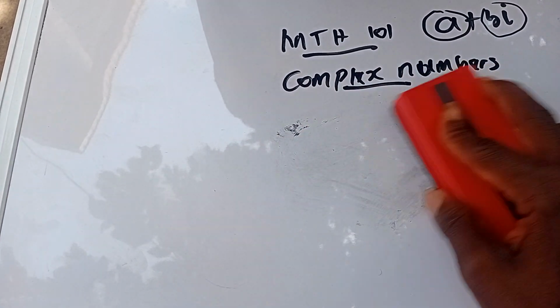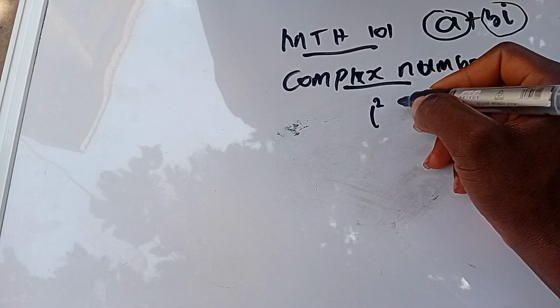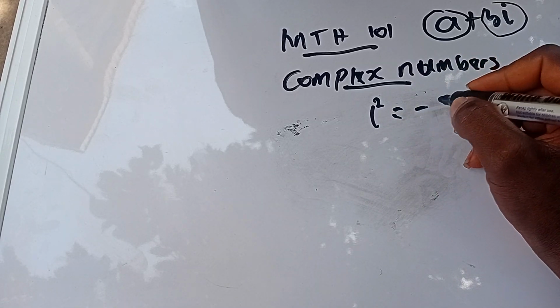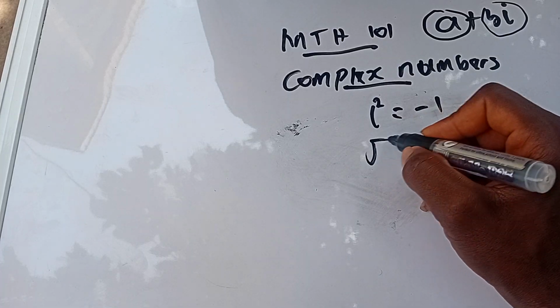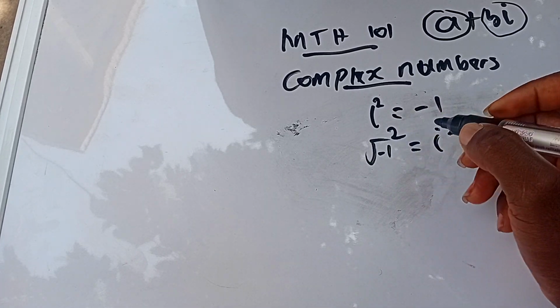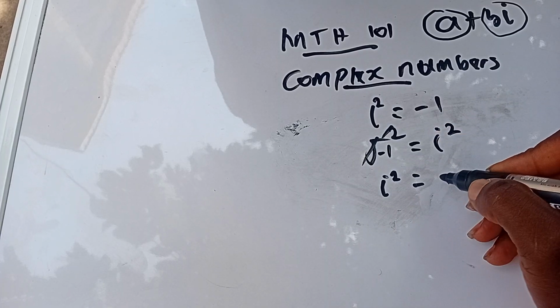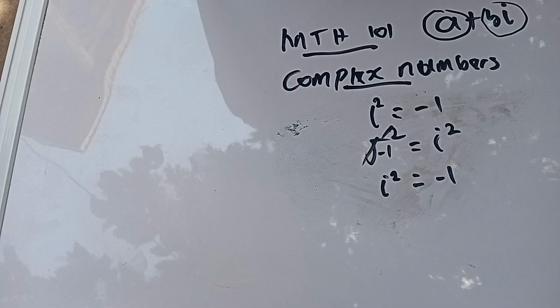So now, i squared is minus 1. How do I get that? If root minus 1 equals i, now square both sides. If you square this and square this, the square cancels the root. That means i squared equals minus 1. Are we together? So i squared is minus 1.